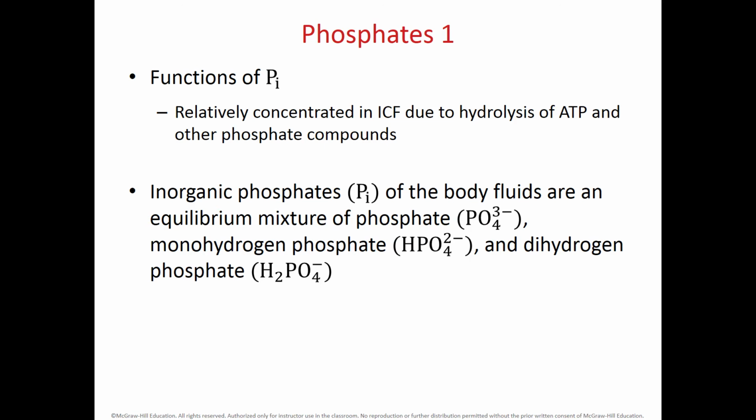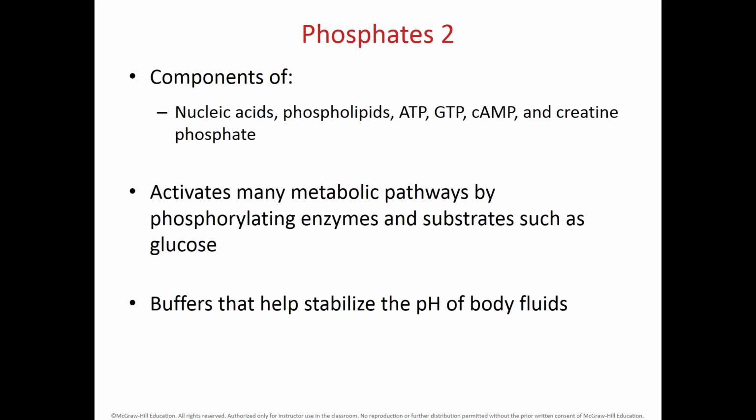Now we will skip phosphates because these imbalances rarely happen. I can only tell you that phosphates are important components of nucleic acids, phospholipids, ATP, cyclic AMP, and creatine phosphate. And these phosphates basically play a role in maintaining the hydrogen balance within the body fluids, and also help to maintain a negative charge within the cells.